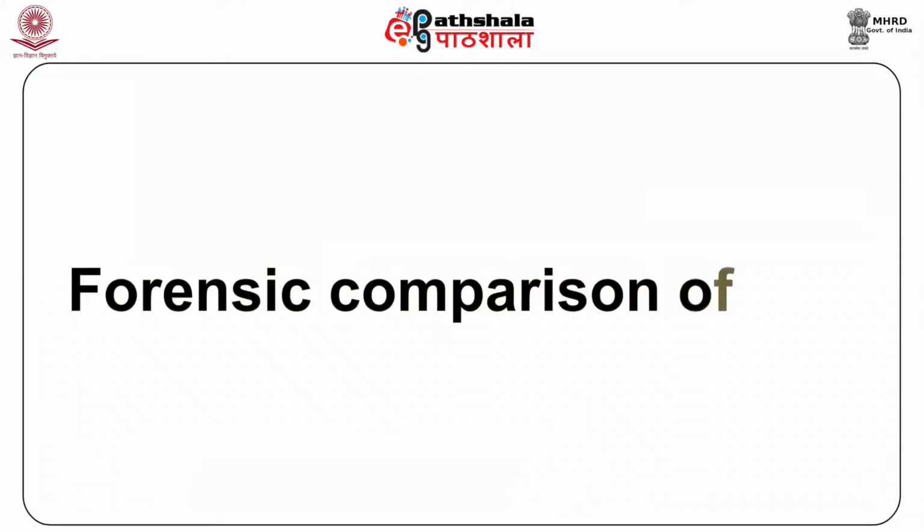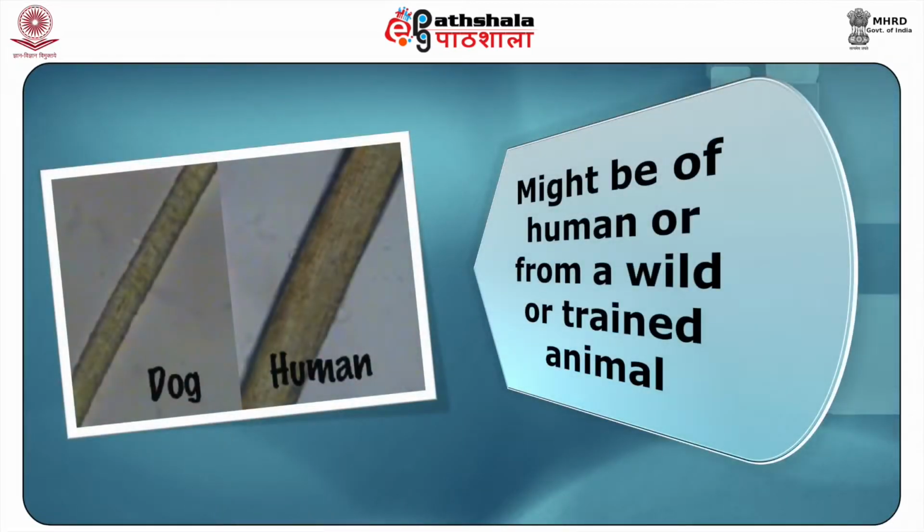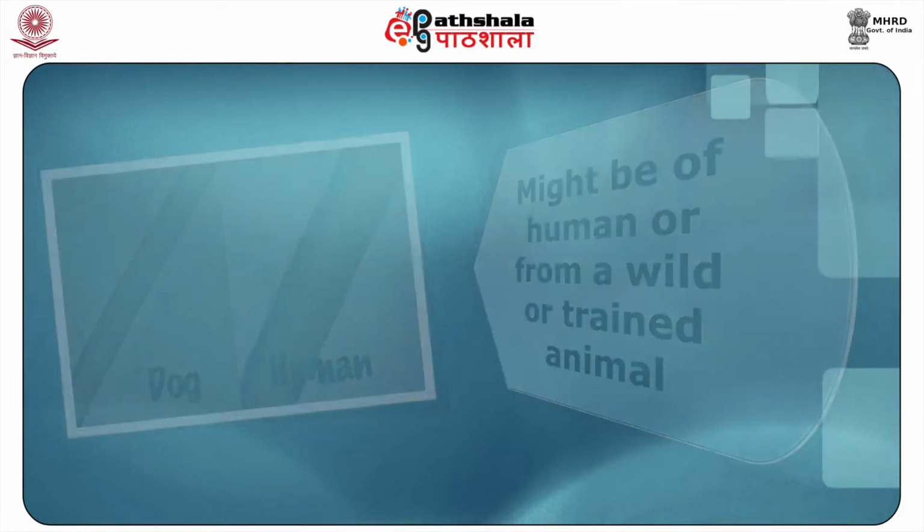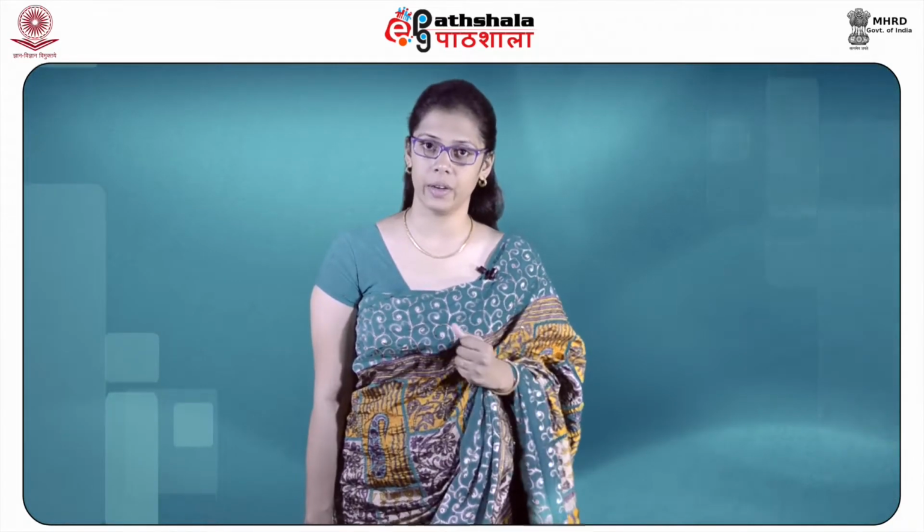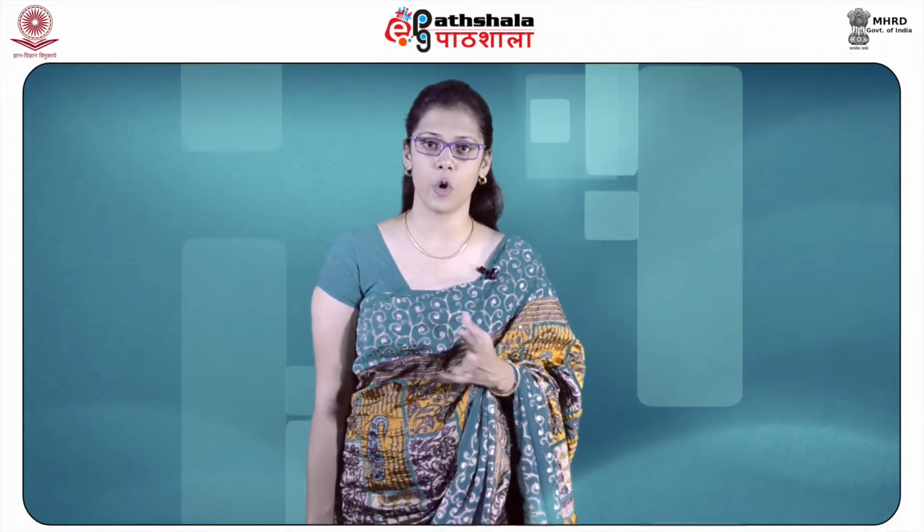The forensic comparison of hair. Hair, whether from a human or from a wild or trained animal, is frequently observed in relation to individuals hurt in accidents and illegal activity. The source of the hair is time and again a concern of detectives and a major means for determination.